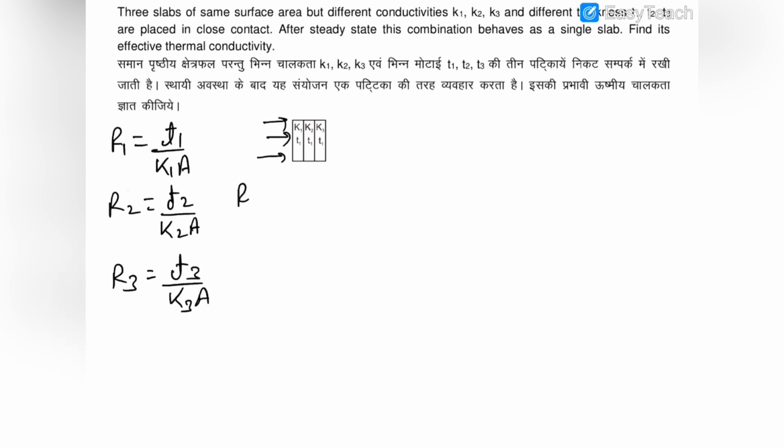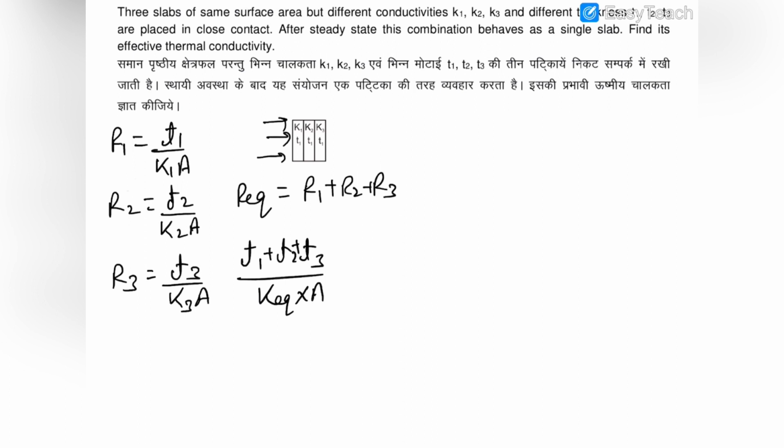Now in series combination, R equivalent will be equal to R1 plus R2 plus R3, and therefore the equivalent resistance would be equal to T1 plus T2 plus T3 divided by K equivalent into A. This is very important to note that when we draw the equivalent slab of these three, the length of that slab should be T1 plus T2 plus T3, which is the combined length of this combination. And the area is common, so area is A.